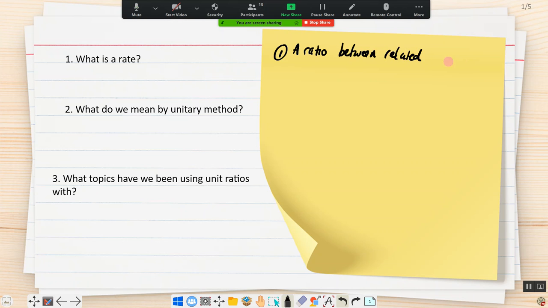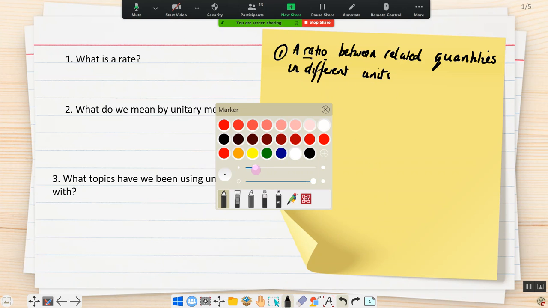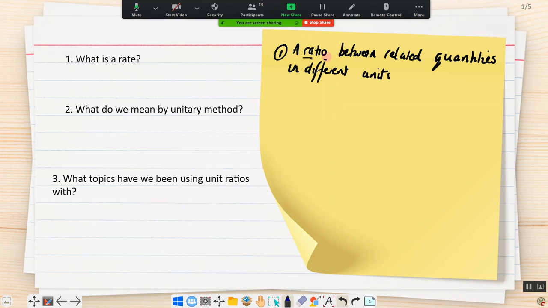Two related quantities in different units. I like that because we get the idea that we've got the ratio, we're still working with our ratios, and we're dealing with different units, which is also really important for us. Okay, so that's great. So a rate is a ratio between related quantities in different units.